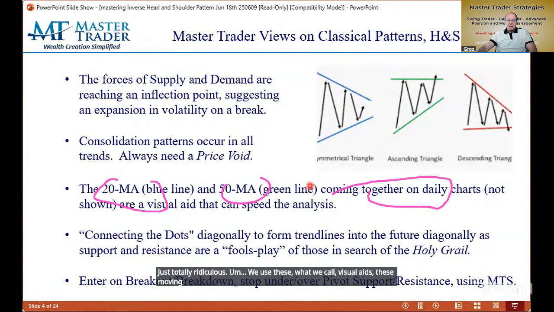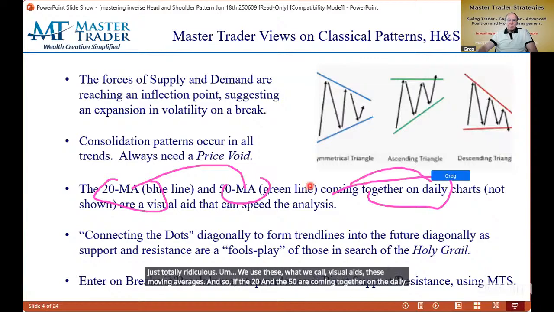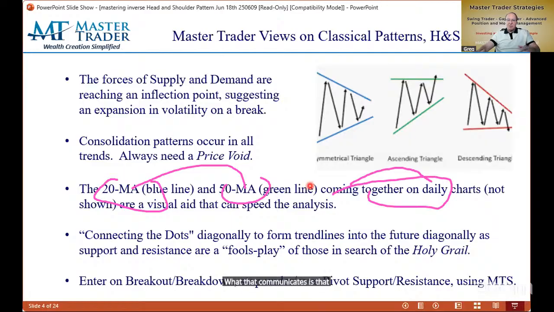And so if the 20 and the 50 are coming together on the daily, what that communicates is that those moving averages, those measurements of what happened in the past, are coming together in the present, and we're looking for some increase in price movement. So let's take a look at that.